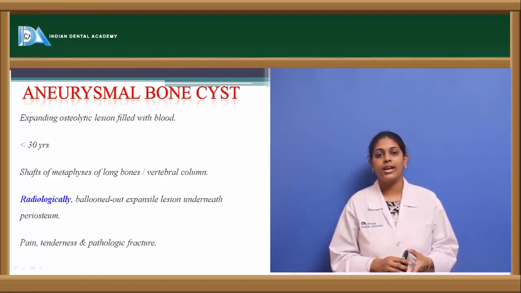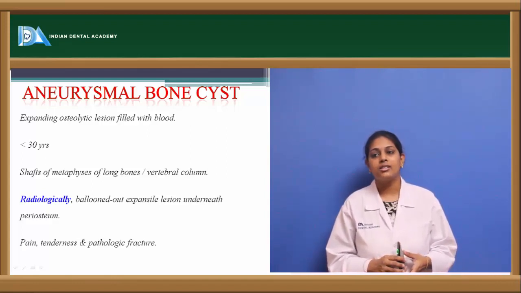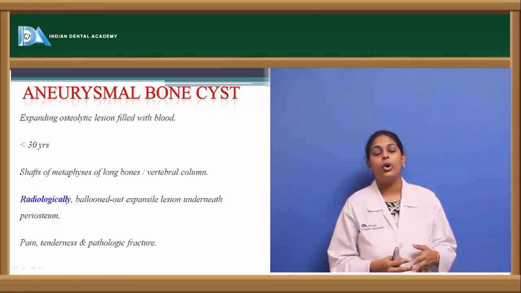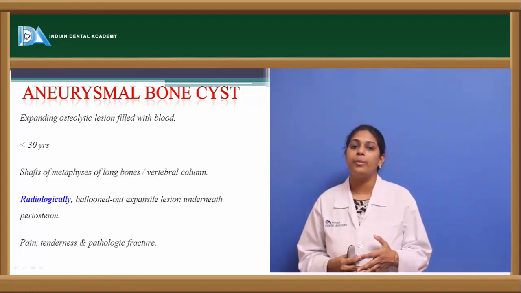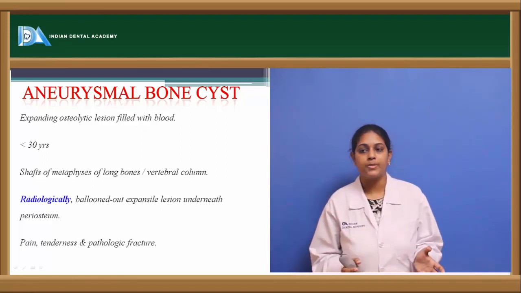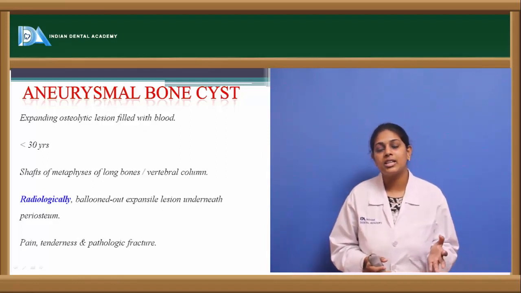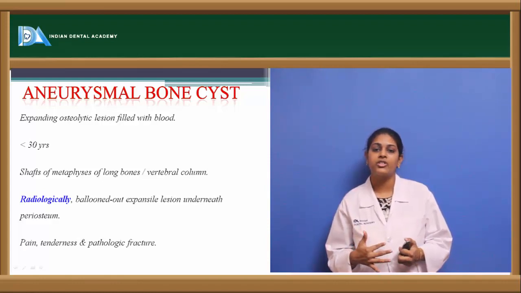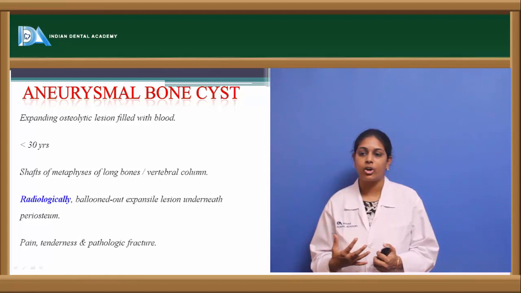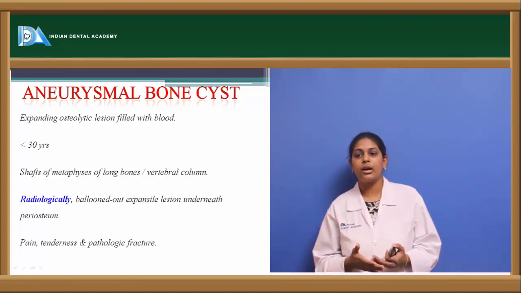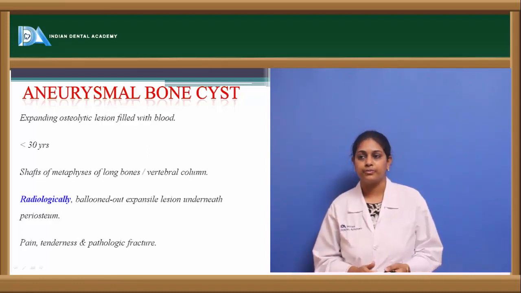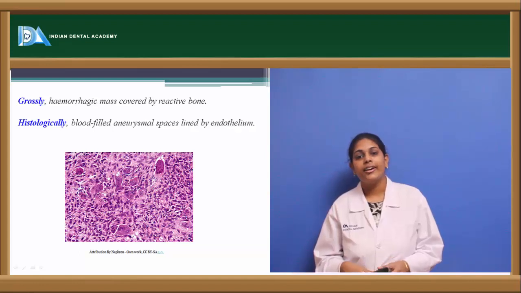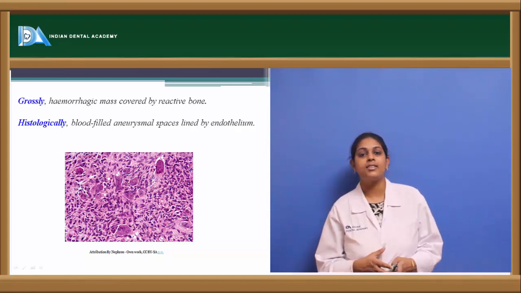Upon radiological examination, we can observe that since it's an osteolytic activity, that is, bone is being destroyed, this gives a ballooned out expansile lesion which is usually present just underneath the periosteum. So this is an osteolytic activity which gives a ballooned out appearance upon a radiograph. The patient might usually complain of pain, tenderness, and we can also observe there's a susceptibility for pathological fracture in these tumors.